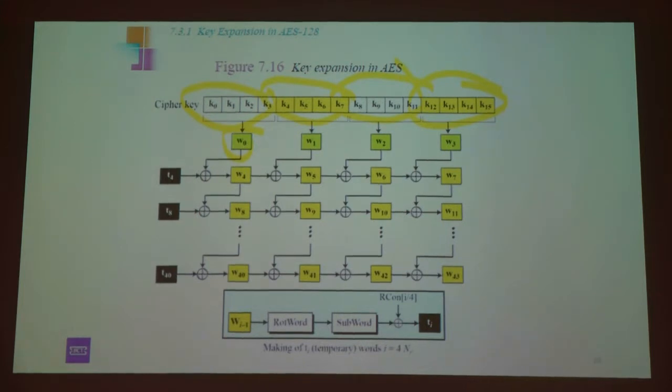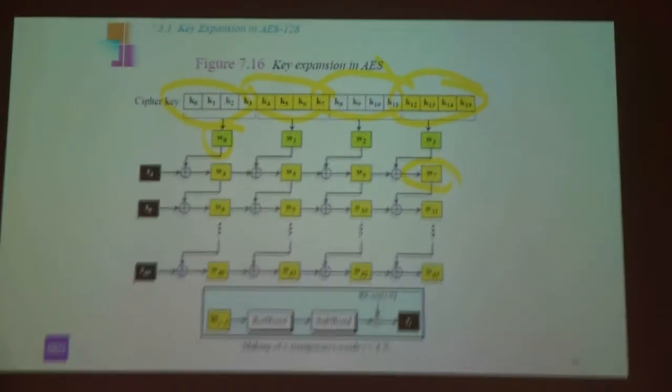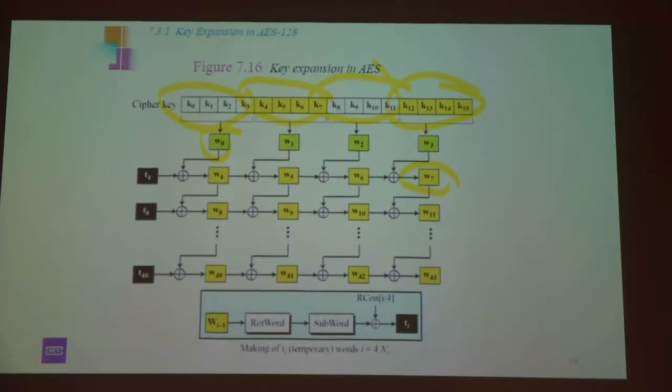The complexity starts now. How do we create word 7, for example? It's coming from XORing the word above it with the word to its left. So you XOR word 3 with word 6, and that will give you word 7. Simple. We know where 3 is coming from. How about word 6? By XORing word 2 with word 5. How can I get word 5? XORing W1 with W4.